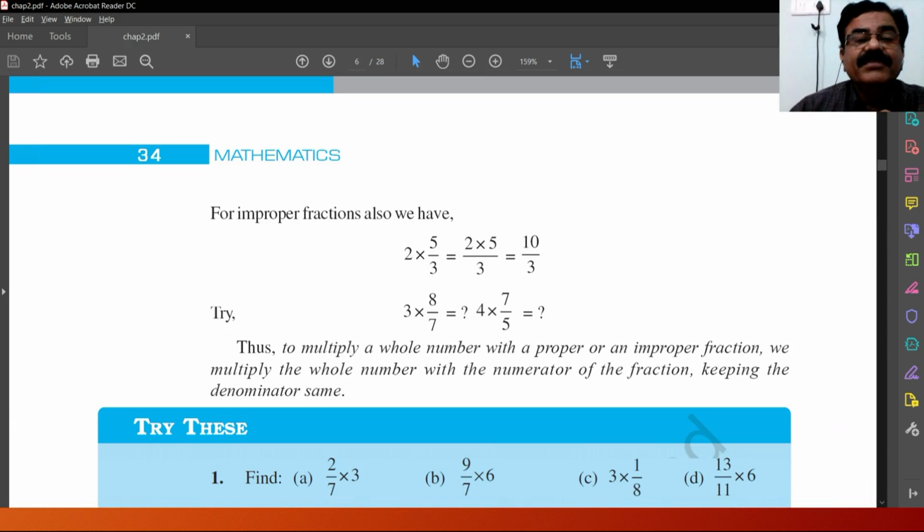For improper fractions, suppose it is 2 into 5 by 3, it should be 10 by 3. 3 into 8 by 7 is 24 by 7. 4 into 7 by 5 will be 28 by 5. Thus, to multiply a whole number with a proper or an improper fraction, we multiply the whole number with the numerator of the fraction, keeping the denominator the same.